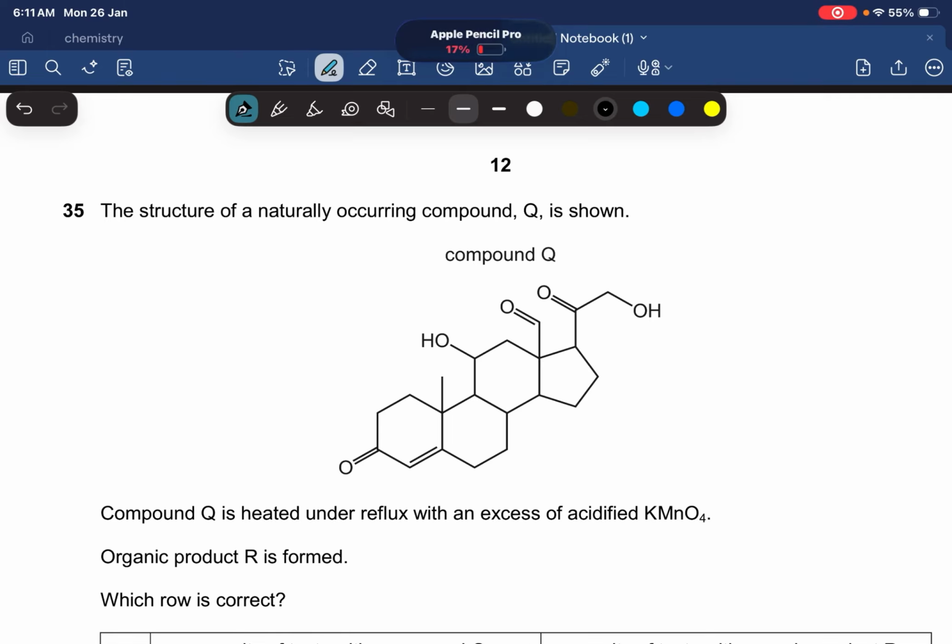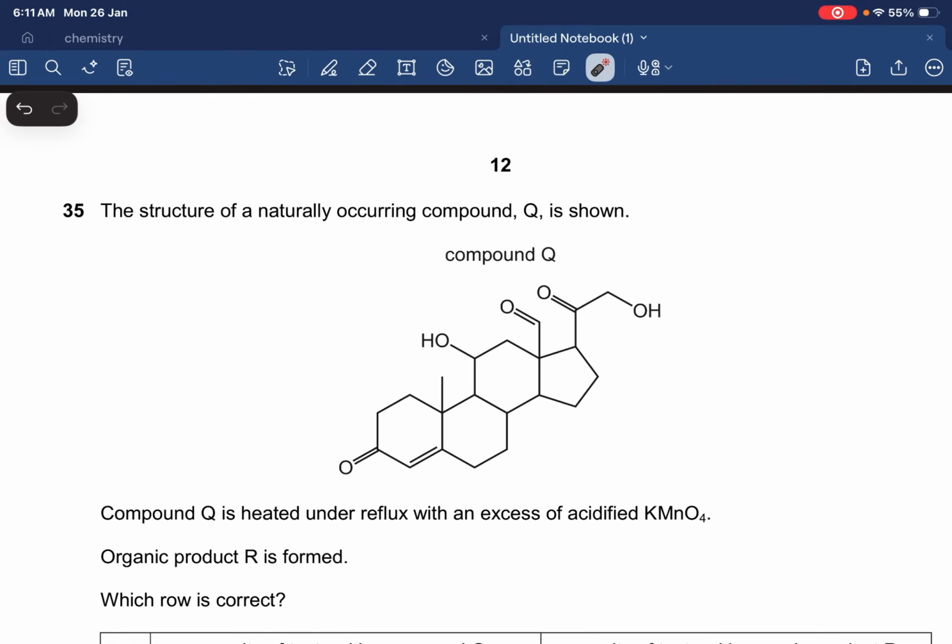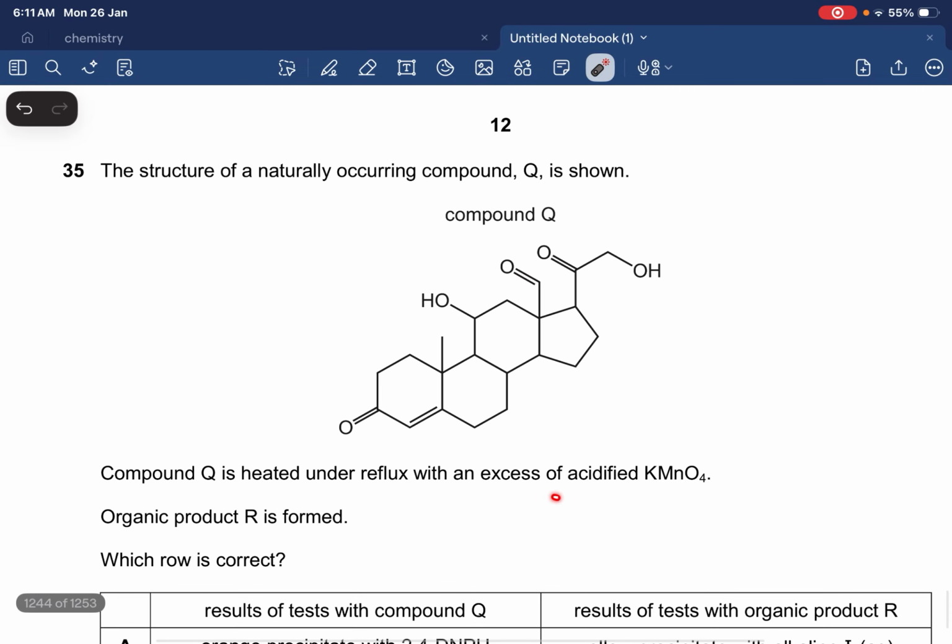The question here states that the structure of naturally occurring compound Q is shown. This is compound Q. Compound Q is heated under reflux with an excess of acidified KMnO4. Organic product R is formed. Which row is correct? Okay. So look at the functional groups in Q that are going to be oxidized when heated under reflux with acidified KMnO4.